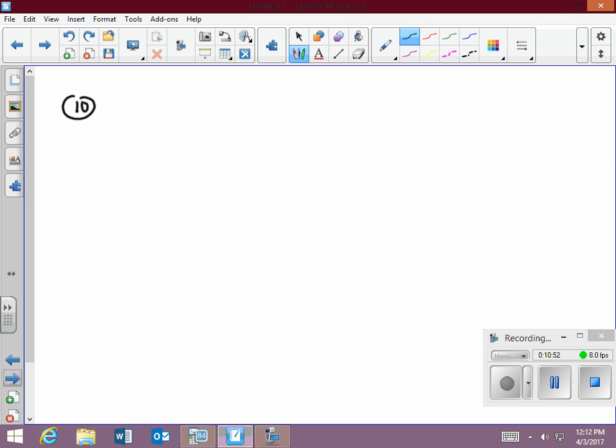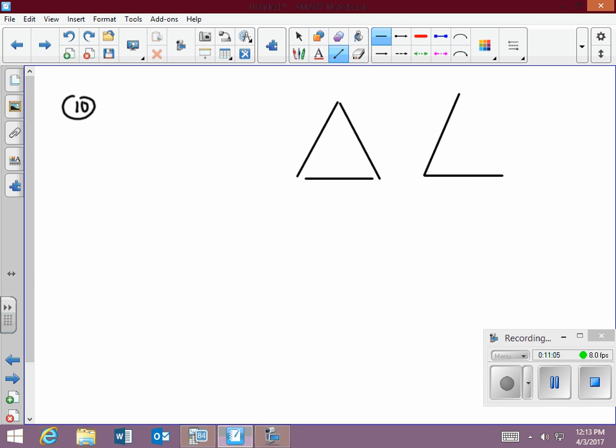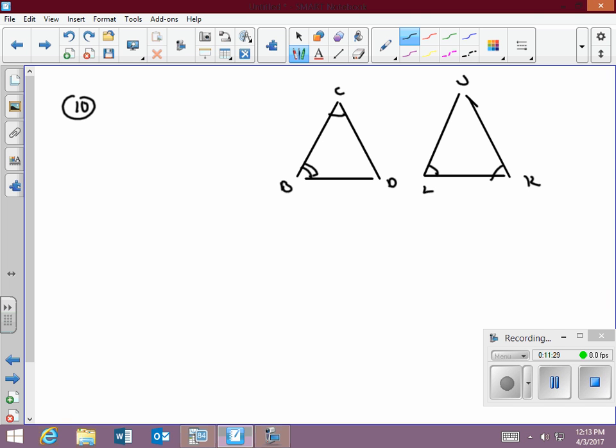So what they have is they just have two triangles, and then here what they have is this one is congruent to this one is congruent to this one, and this one.